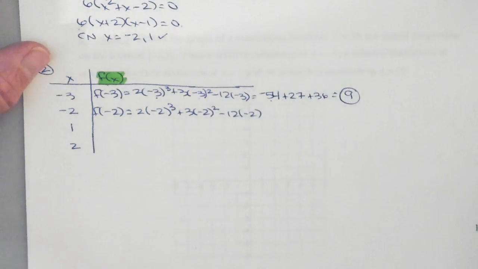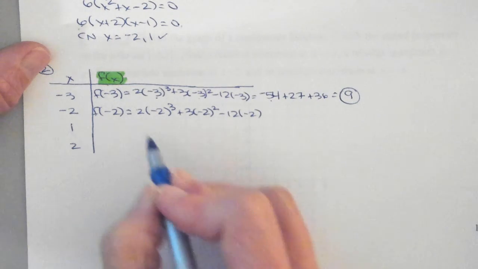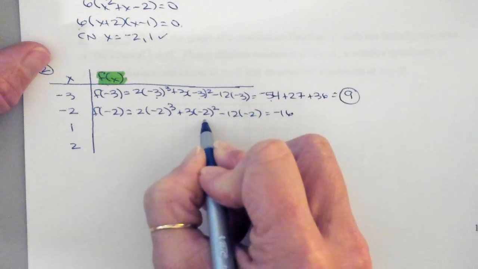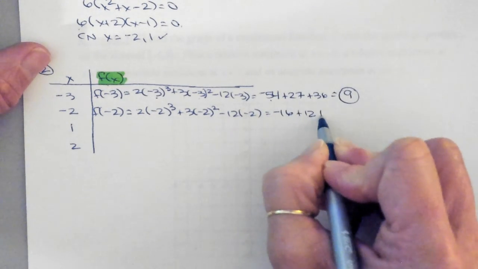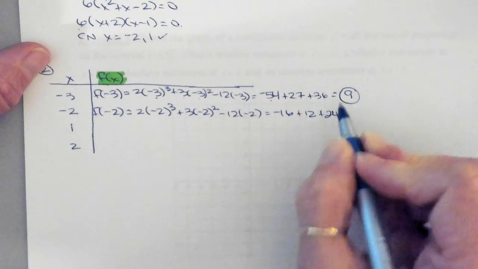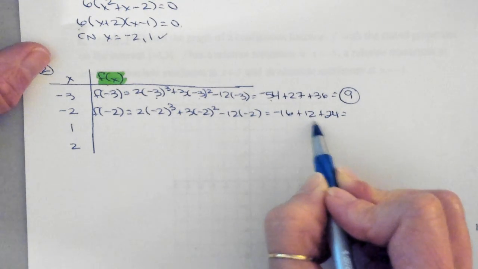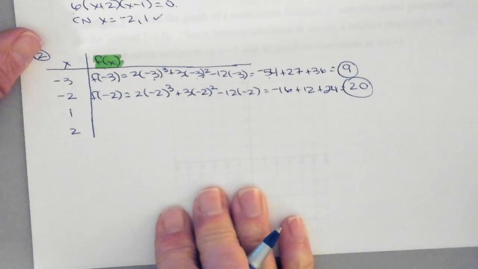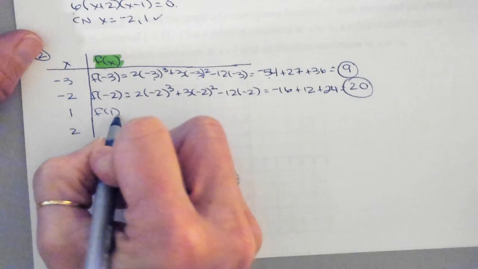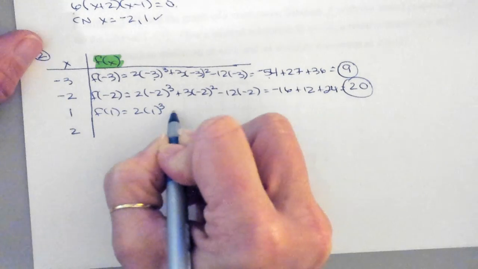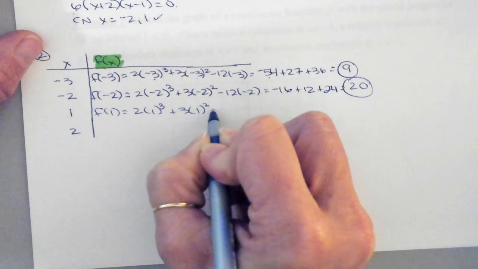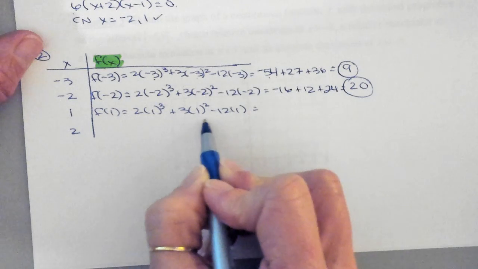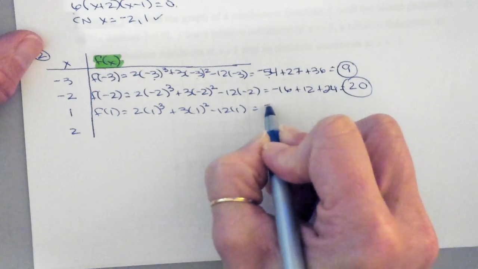Did I plug in correctly? So this is negative 8, negative 16, plus 12, plus 24. Is that right? So this is negative 4. Is that 20? Okay. Okay, that's circled. Let's plug in 1, f of 1. So this is 2 times 1 cubed plus 3 times 1 squared. Oh, these are awesome. Minus 12 times 1. Ones are good. 2 plus 3 is 5. What is that? Negative 7?